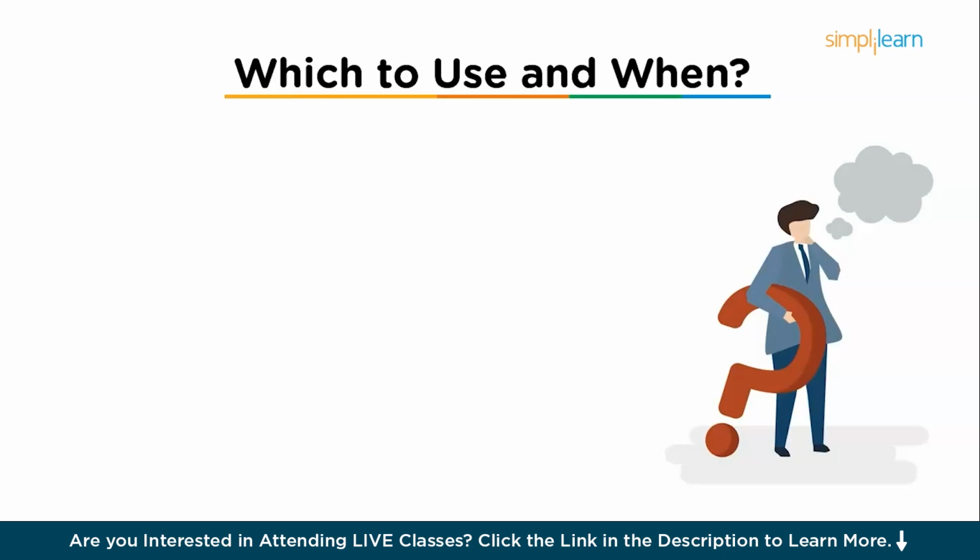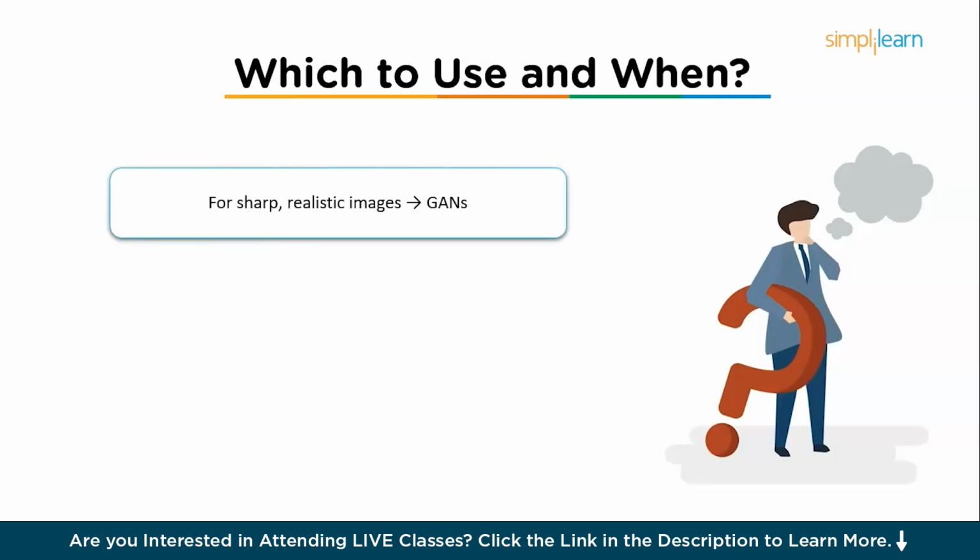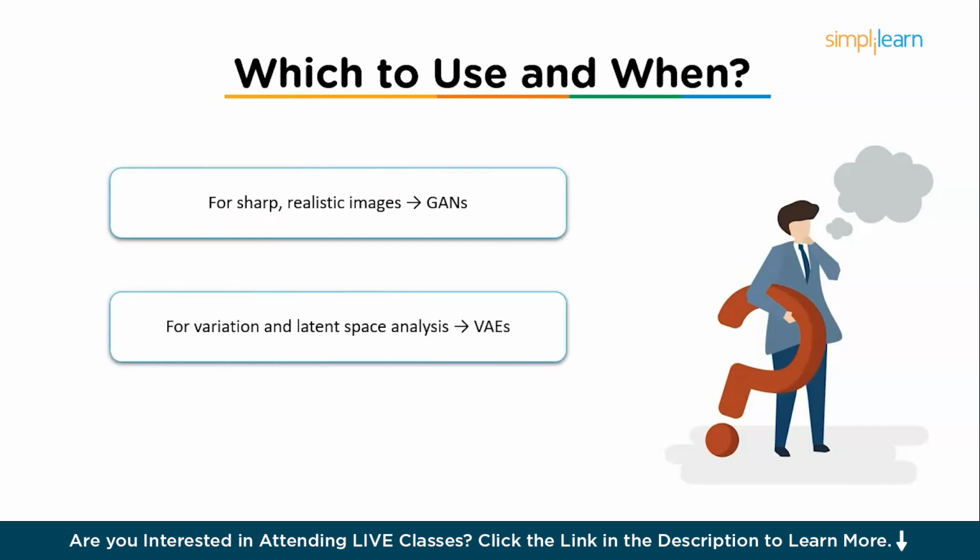So let's understand which models perform what. So for sharp realistic images, we are using GANs. And then coming to the next, for variation and latent space analysis, we are using VAEs.